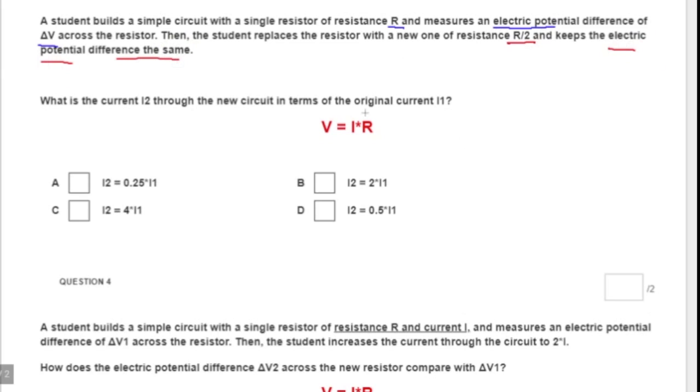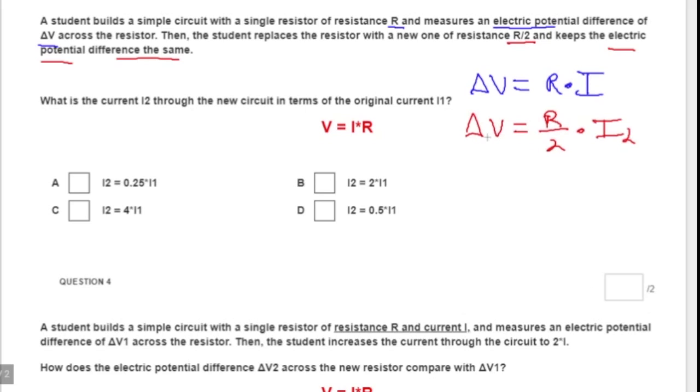We need to identify what part's the same. So if we write our equations just like we've been doing, we get delta V is equal to R times I. And then if we look at our other equation, we get delta V is equal to R over 2 times I2, because these currents are different. Now, since the delta V's are the same, we can just combine these like we did before.